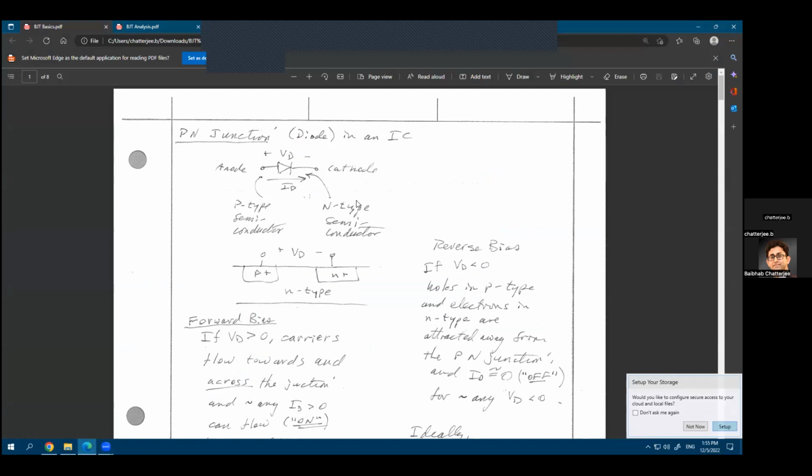Now, if you think about it, at that time we did not have a very good idea about MOSFETs or how transistors work. So the way I would have planned to cover BJTs would be very different if I had taught it at that time.